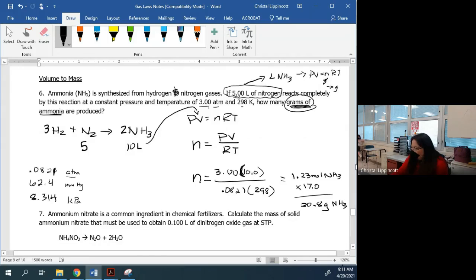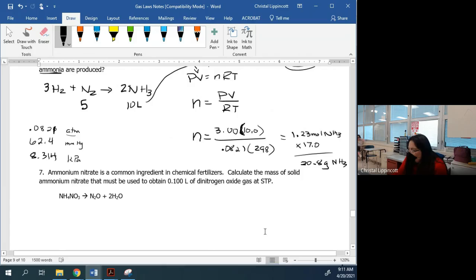All right, the next one's at STP, which makes life easy. So here we calculate the mass of the solid ammonium nitrate at STP. We can just use Avogadro's principle here. So we can just go back and work with the stuff that we were given before. We know that we have 0.1 liters of dinitrogen oxide. That is right here. This is 0.1 liters of this guy.